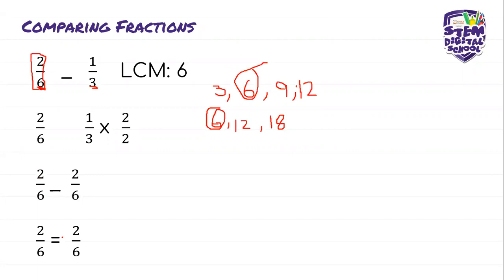I'll give you guys 1 minute to write it down. That's what you do. Lowest common multiple comes from asking: what is the lowest number that they have in common when you write down their multiples? So these two fractions are equal. Please write it down quickly.